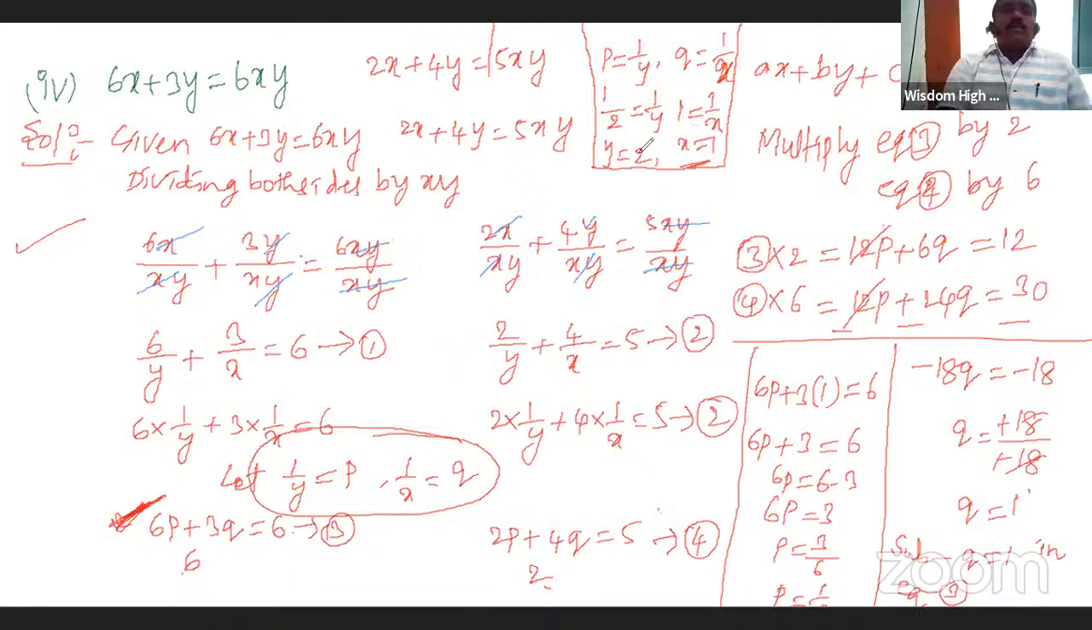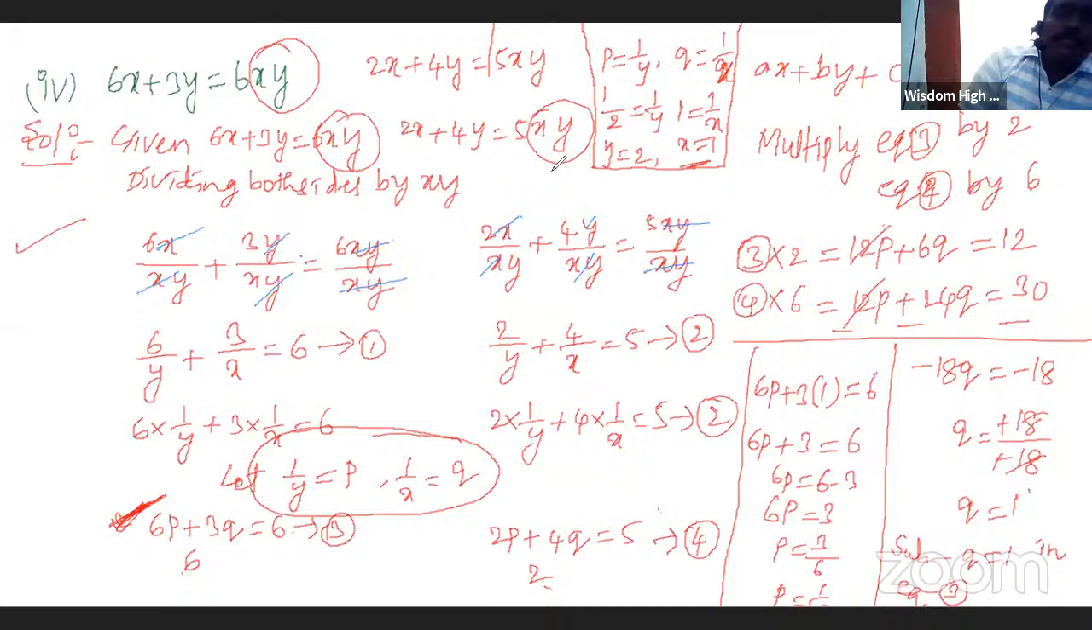I think you understood. Once again, you have to observe. Here xy is there, both xy's are there. You have to divide both sides by xy. Then they are converted into one form. Here you have to observe what is common. Here 1 by y is the common, 1 by x is the common. Instead of that, you have to substitute something, that is a or b or p or q. Then they will be converted into linear equations.